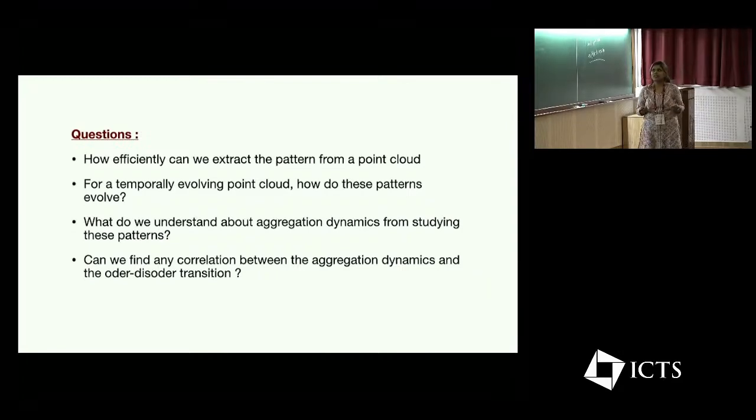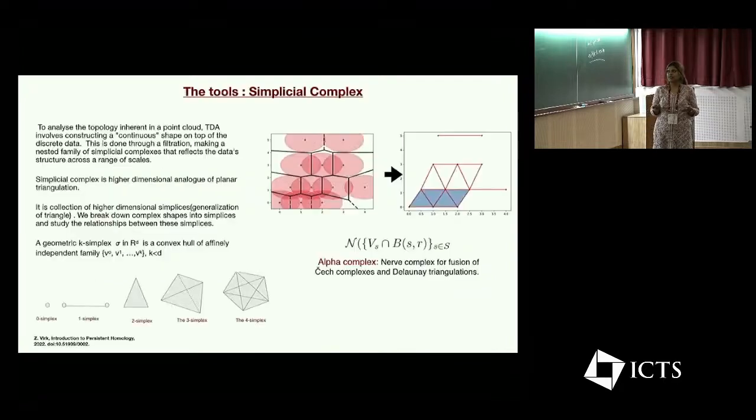So I'm trying to address these questions in this work. How effectively can I extract the patterns, or a summary of the patterns, in my analysis? The point clouds that I have been studying are temporally evolving, so how do these patterns evolve? How do we understand the aggregation dynamics, and how are the parameters responsible for them? And can we find any correlations between the topological transition that is happening and the classical order-disorder transition that is already established? For time constraints, I will give a very brief introduction to the tools that I have used.